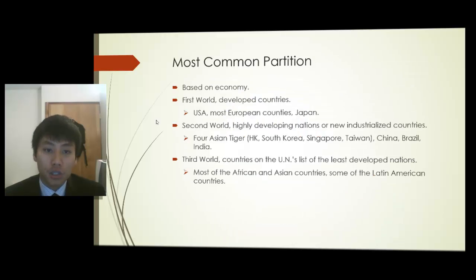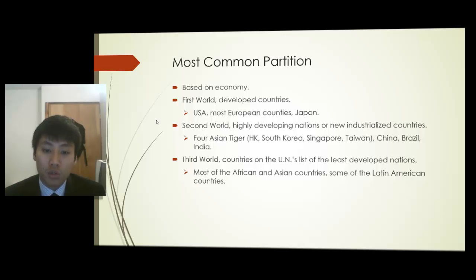The most common partition is based on the economy. First world countries are developed countries, for example, USA, most European countries, and Japan. The second world are those countries that are highly developing nations, or we can say newly industrialized countries. For example, the 4 Asian tigers, which are Hong Kong, South Korea, Singapore, and Taiwan, and some other countries that are currently highly developing, for example, China, Brazil, and India.